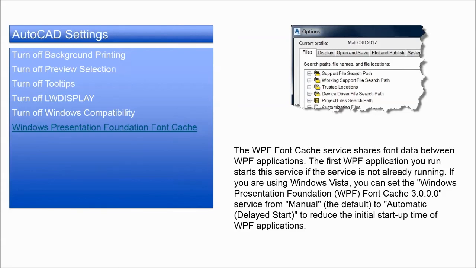This one I just found the other day, and quite honestly, I'm not entirely sure what this is. I found this particular statement in an Autodesk knowledge base document on how you can get better performance out of AutoCAD. It's called the Windows Presentation Foundation Font Cache. You can go ahead and read that paragraph, but essentially, if you turn this service off, you can see a small increase in performance.